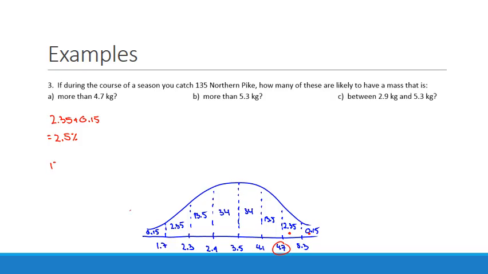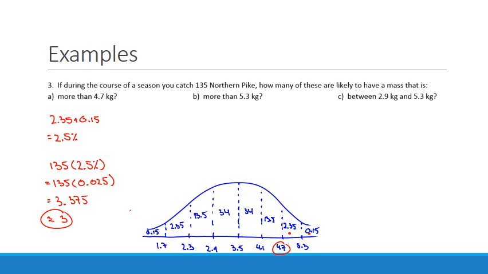So if I caught 135, I'd multiply that by 2.5%. Now remember, when you're multiplying by percent, you have to turn that into a decimal. So it's going to look kind of funny, but 2% is 0.02, and then I have to throw a 5 on the end for the 2.5%. I'd get 3.375 fish. Well, we know that's not how fish work. There's whole fish, so we're going to round to just 3 fish. So there should be approximately 3 fish like that.